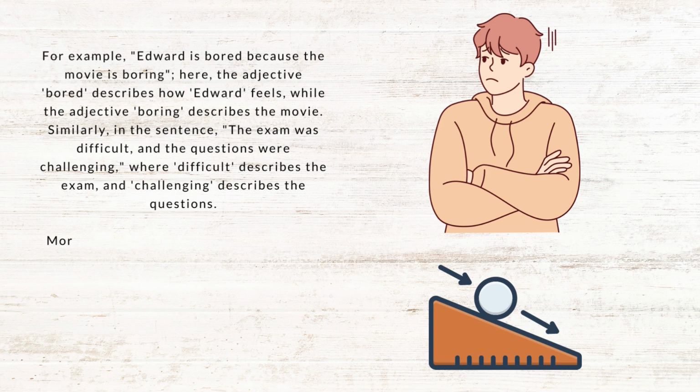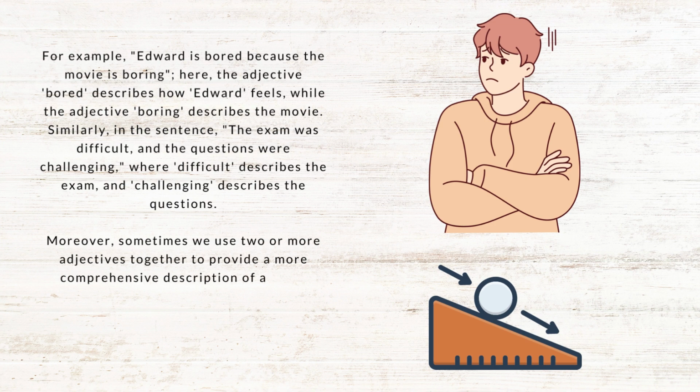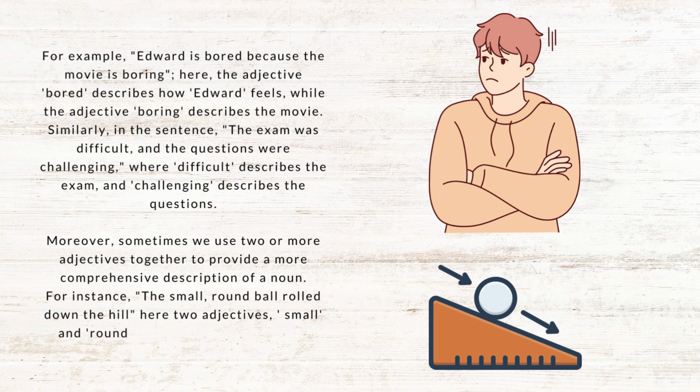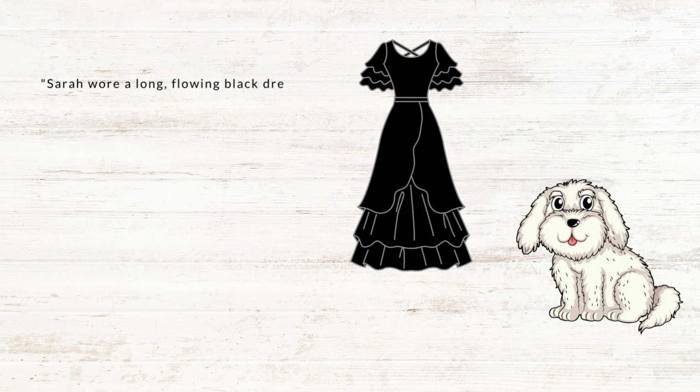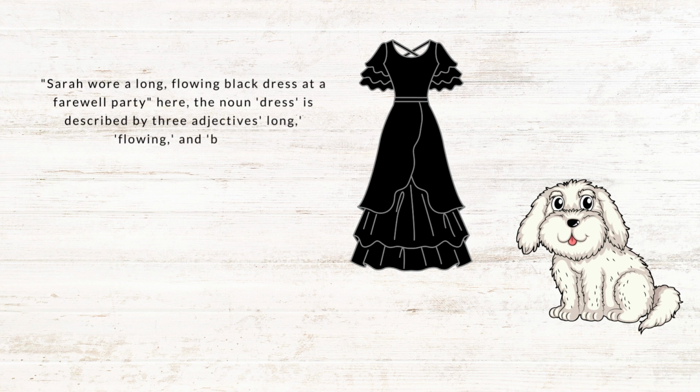where difficult describes the exam, and challenging describes the questions. Moreover, sometimes we use two or more adjectives together to provide a more comprehensive description of a noun. For instance, the small, round ball rolled down the hill. Here two adjectives, small and round, describe the noun ball. Sarah wore a long, flowing black dress at a farewell party. Here, the noun dress is described by three adjectives: long, flowing, and black.